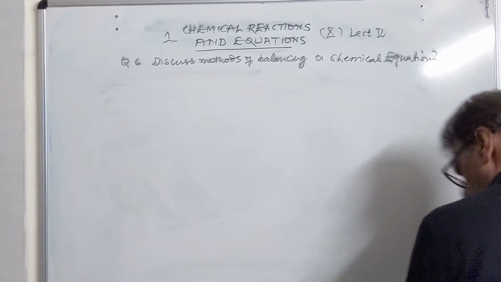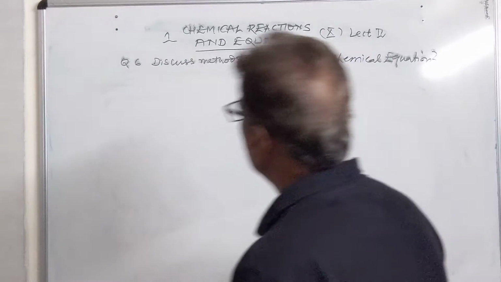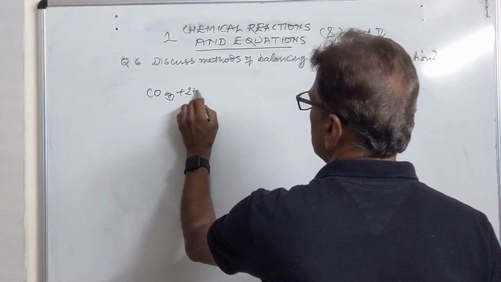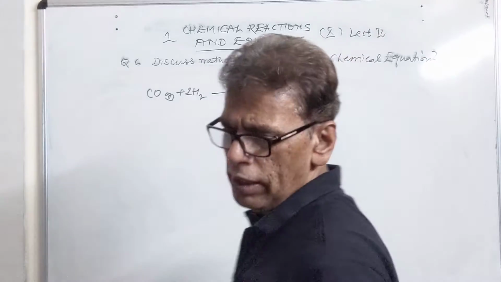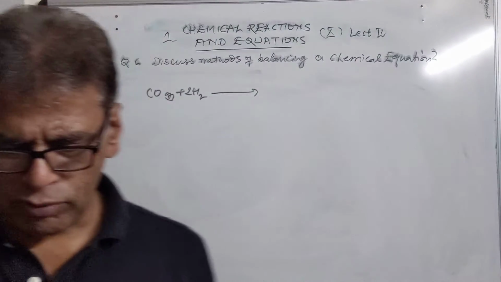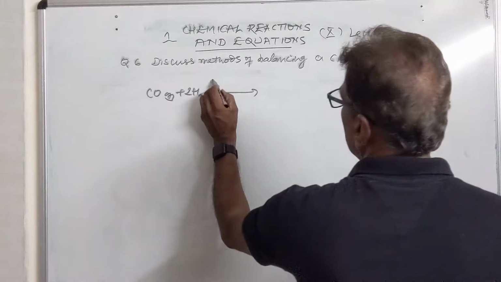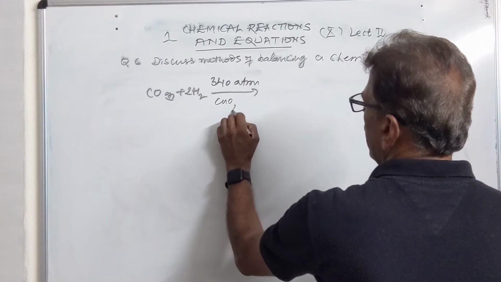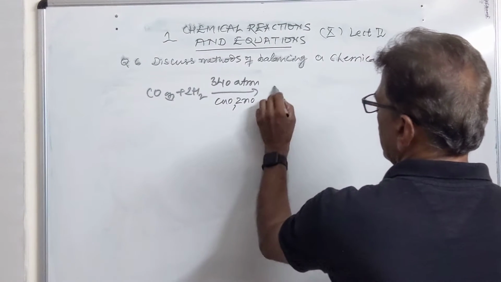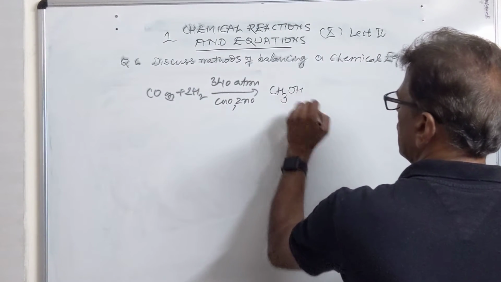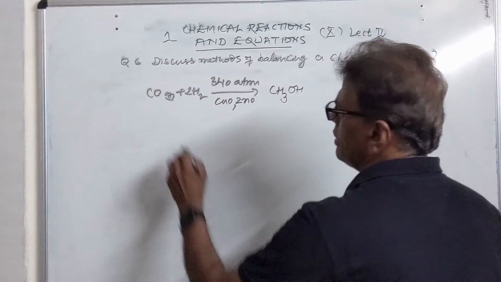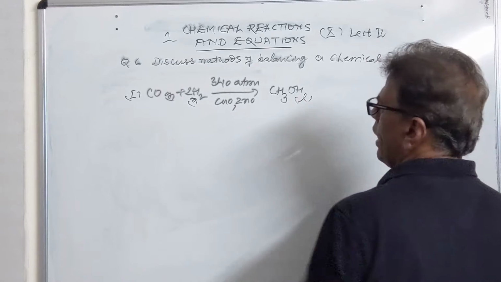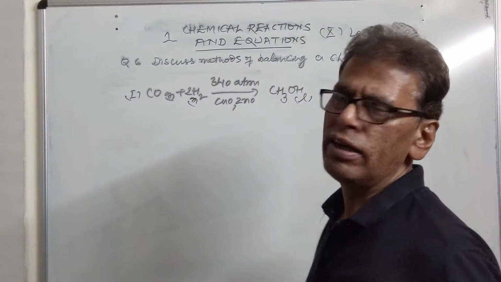Let us write a few more balanced chemical equations. For example, CO, carbon monoxide gas, combined with 2H2, that is hydrogen gas, at a pressure of 340 atmosphere, in the presence of copper oxide and zinc oxide, metal oxides, will give you CH3OH, that is methanol. Under these conditions, this is our balanced chemical equation. Physical states of the reactants and products and conditions are written.